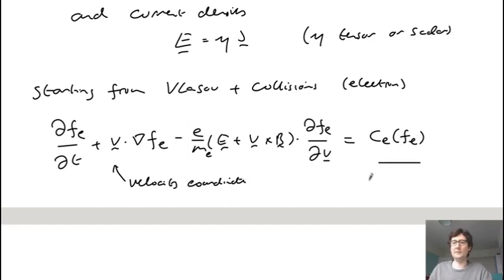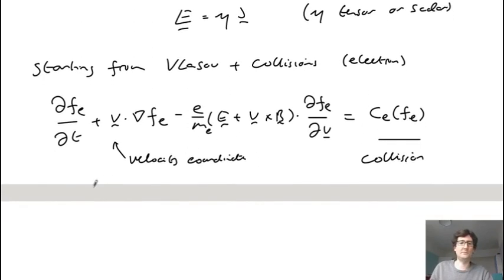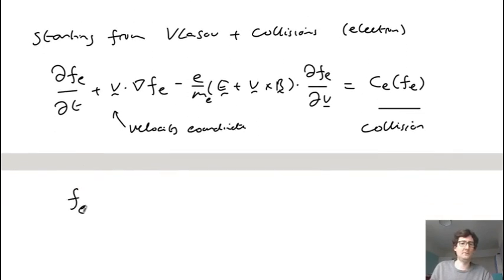This is the collision operator, which in general depends on the electron distribution function f, but also on the ion distribution function too, which I just haven't put the other parameters in. And f_e here is the electron distribution function, which depends on time, space, and velocity dimensions.